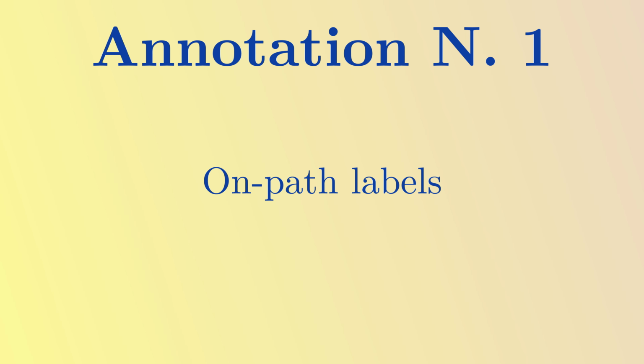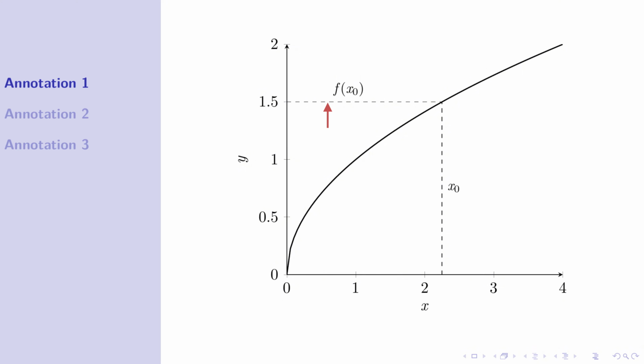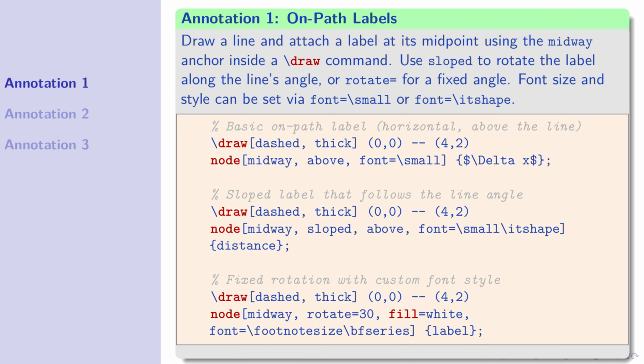The first type of annotation is what I call on-path labels. Why? Because you start by drawing a guideline, and then you place the annotation along that line. And it's very simple to implement. First, you draw the line using the command \draw. You define its style, dashed, thick, and its start and end coordinates.